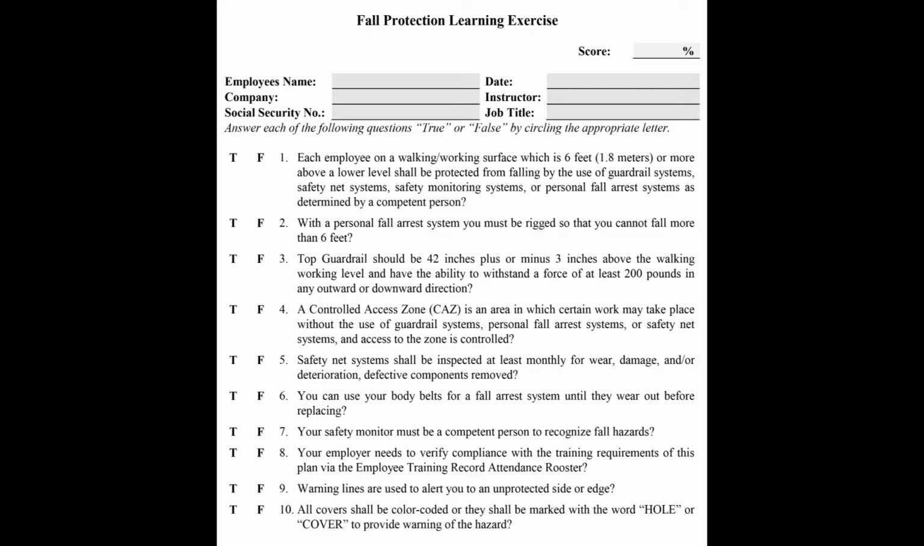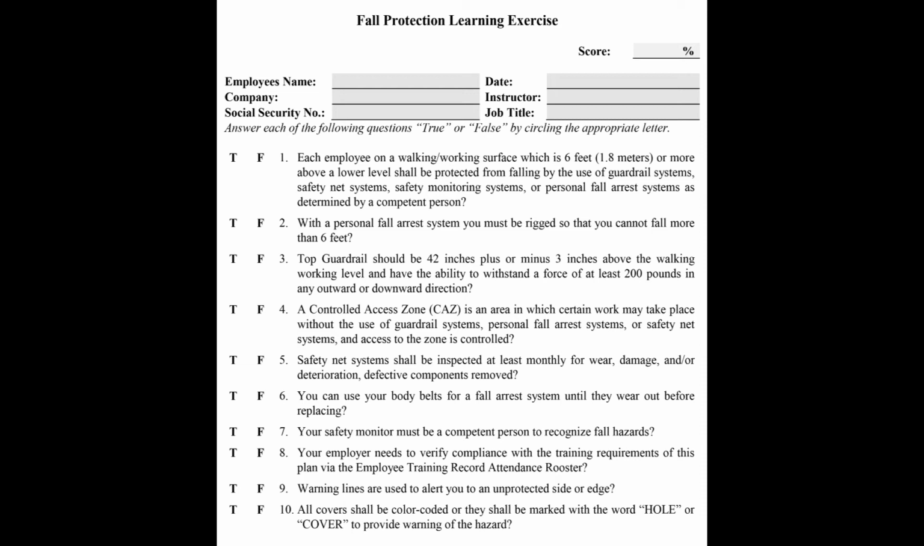Fall protection learning exercises. Number 1. True or false, each employee on a walking surface which is 6 feet, 1.8 meters, or more above a lower level shall be protected from falling by use of a guardrail system, safety net system, safety monitoring system, or personal fall arrest system as determined by a competent person. True. Number 2, true or false, with a personal fall arrest system you must be rigged so that you cannot fall more than 6 feet.